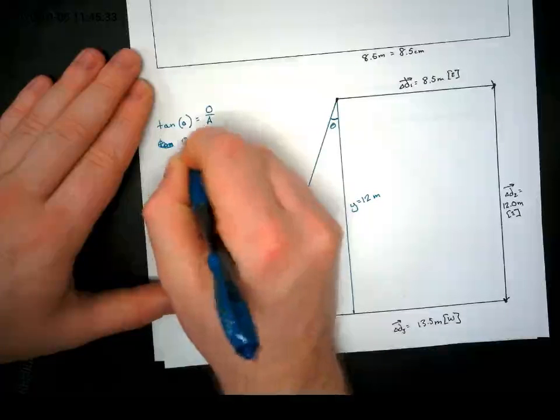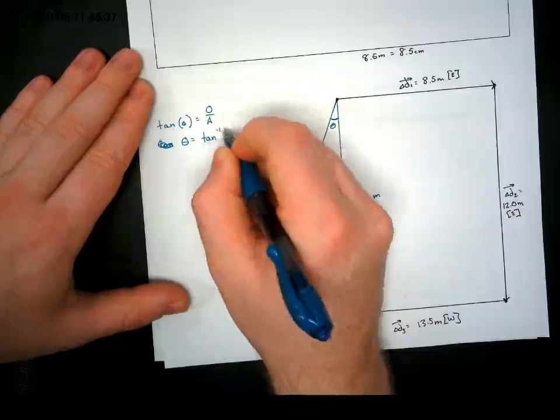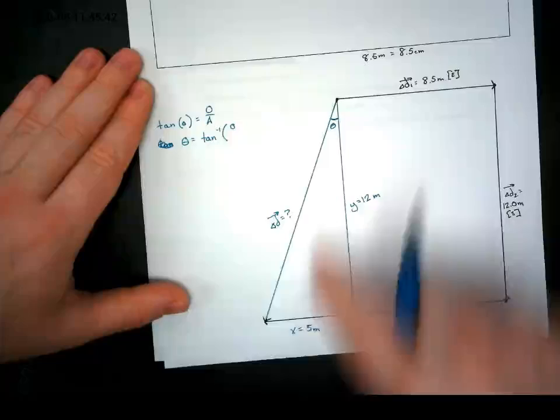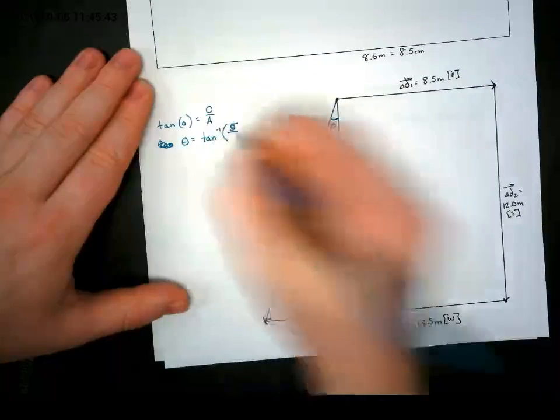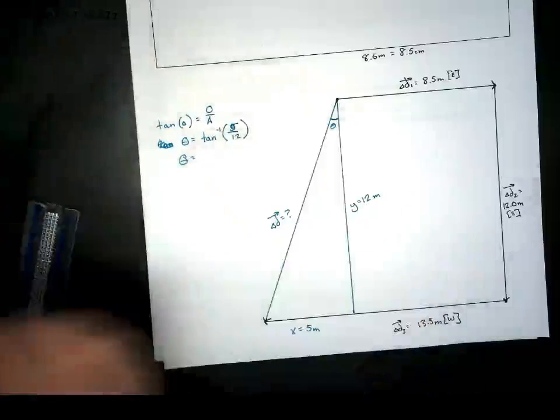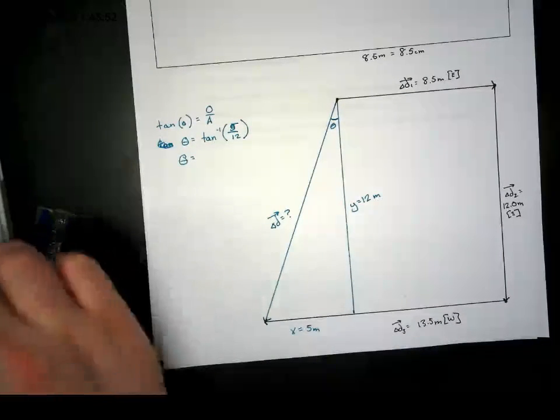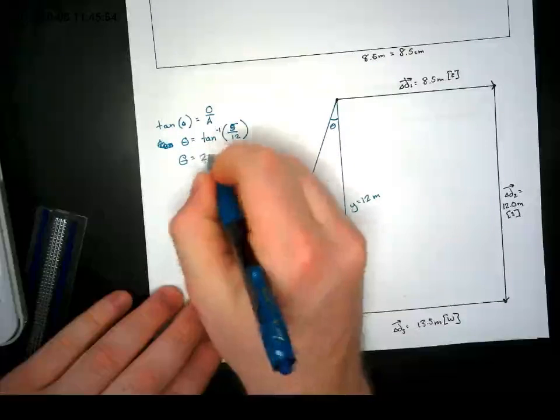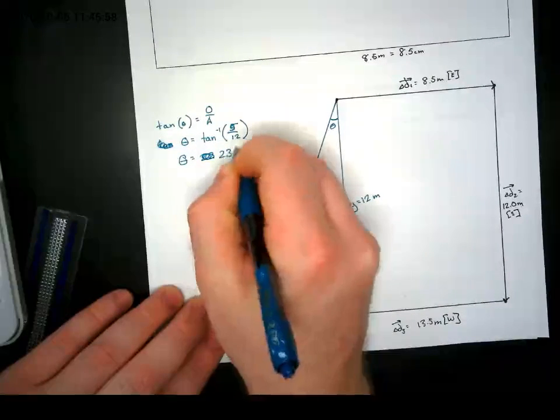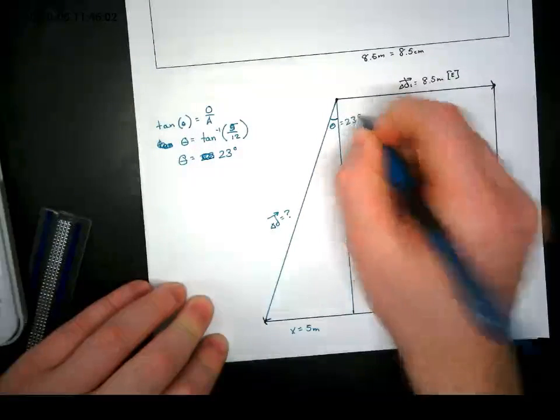And then I'm going to solve for theta. So it's going to be inverse tangent of 5 over 12. Okay. And that's going to give us 22, let's go 23 degrees. So theta here is equal to 23 degrees.